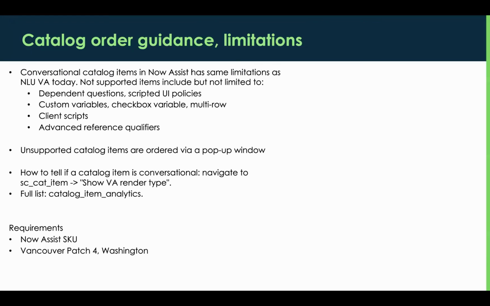You're just going to get a link to a catalog, to a service catalog page. Okay. So, hence, unsupported items, will you order them through a pop-up window? So how do you tell if a catalog item is conversational?